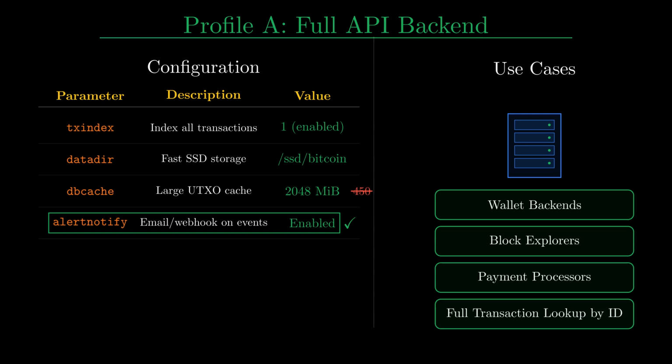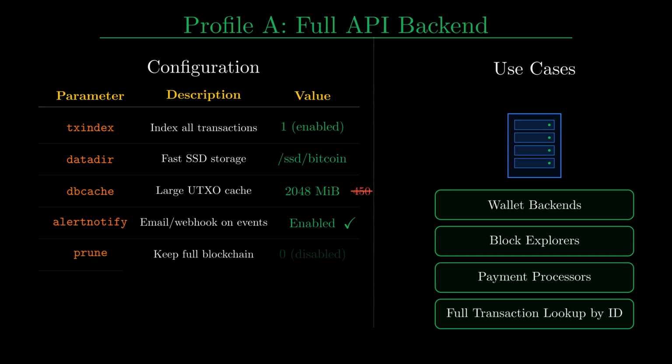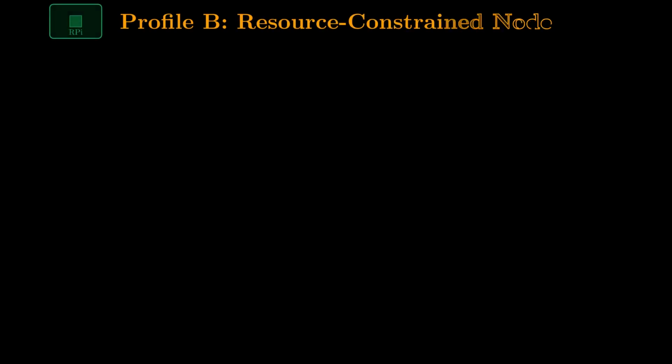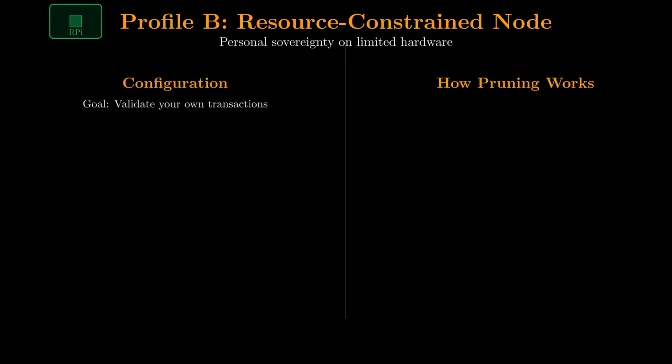Enable alertnotify to run a custom script on critical events. Email alerts on long forks. Webhook triggers for your monitoring stack. Leave prune disabled. You need the full blockchain on disk for txindex to function. Profile B is the opposite, a resource-constrained node on a Raspberry Pi or cheap VPS. The goal is personal sovereignty, validating your own transactions without overwhelming limited hardware.